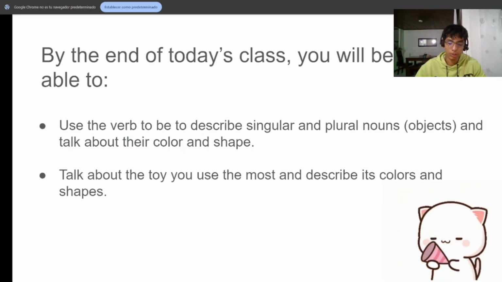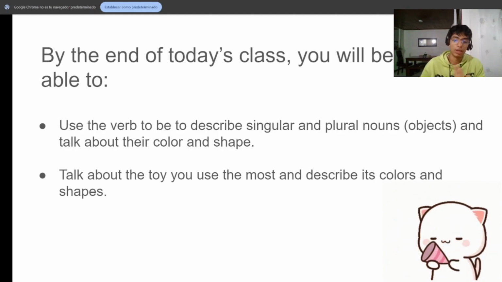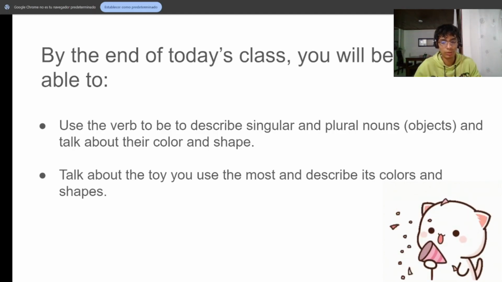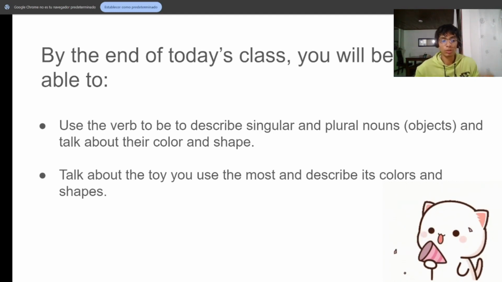Today we are going to be talking about shapes and colors, and also we will be focusing on the verb to be. So I have the purposes of today's class, which will be that by the end of the class, you will be able to use the verb to be to describe singular and plural nouns, which are objects, and talk about their color and shape. Also, you will be able to talk about the toy you use the most, your favorite toy, and describe its colors and shapes.